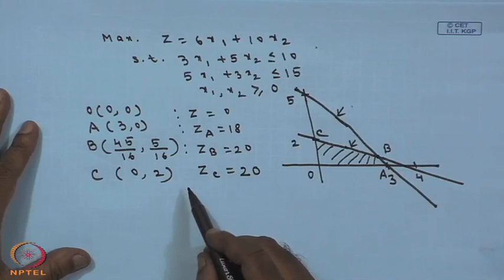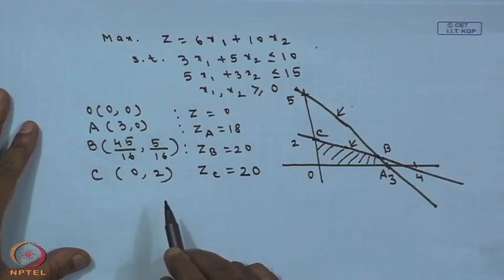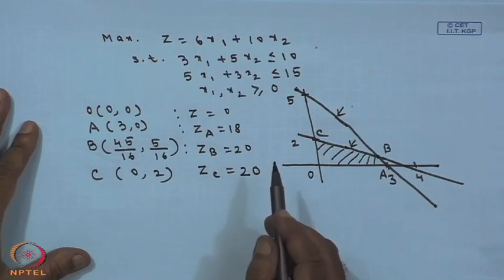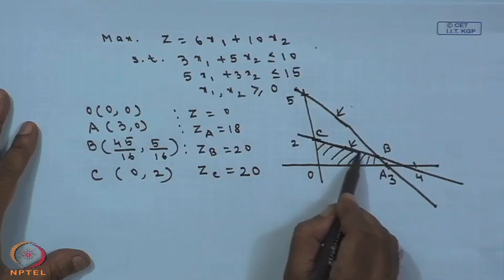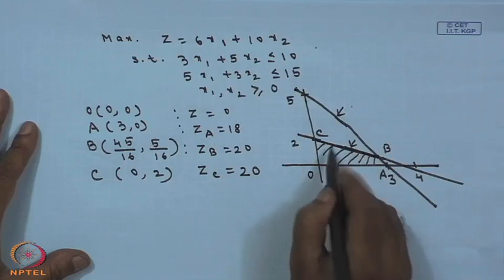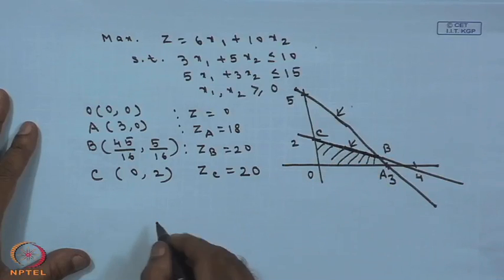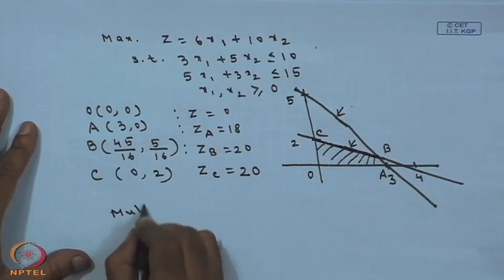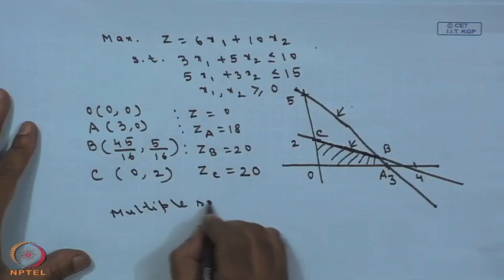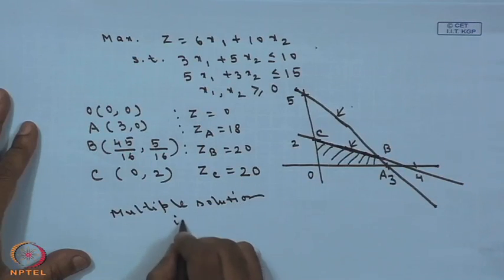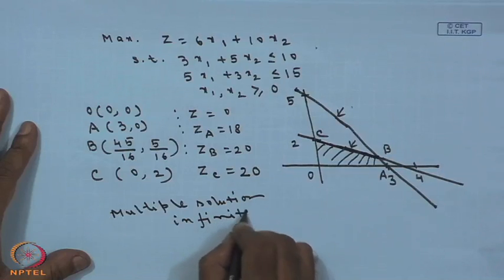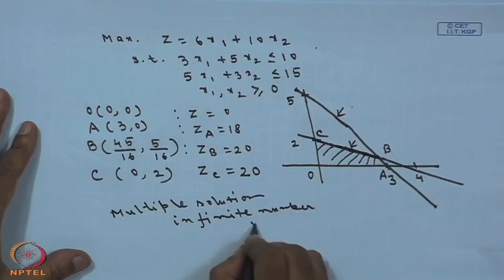If you recall the theorem, if I have the optimum solution at more than one point, then any convex combination of these 2 points will also give you the optimum point. Therefore, if you join the line BC, the dotted line in this example, and take any point on BC, you will always obtain the optimum result. In other words, this LPP has multiple solutions, or I can say an infinite number of solutions.